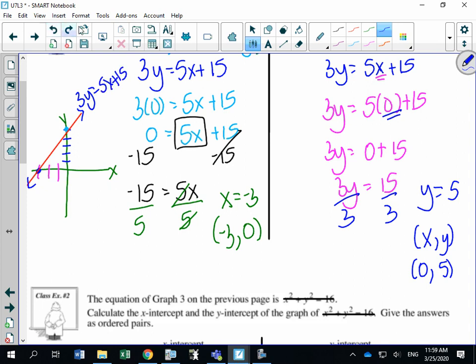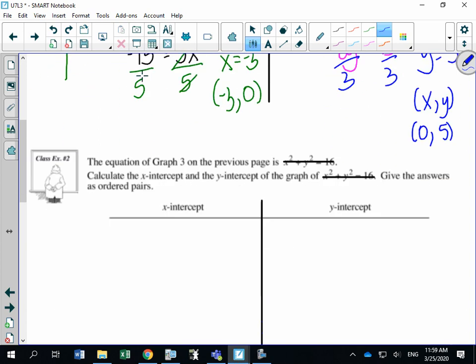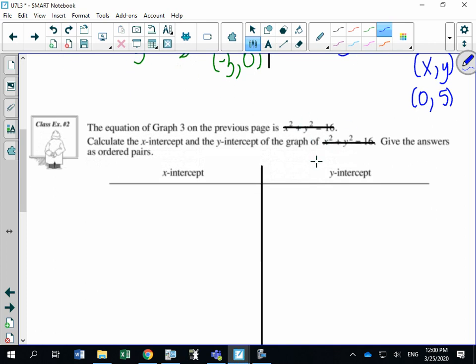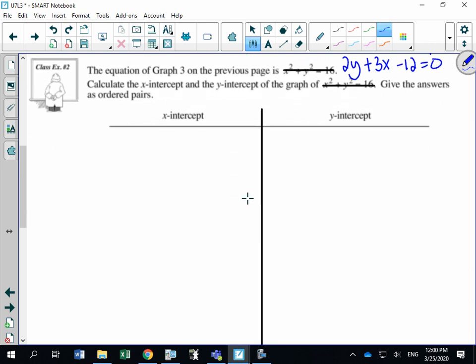Okay. For class example 2, I don't want to use the example that they gave because it has squares in it, and linear relations, the degree is 1. So I just want to deal with x to the power of 1. So what I want you to do for this one, can you cross out these? And let's do this example here. 2y plus 3x minus 12 is equal to 0. So if I give you that equation there, and I say, well, what are the x and y intercepts? You say, no problem.